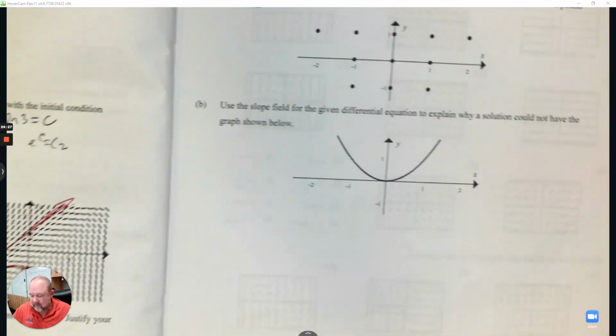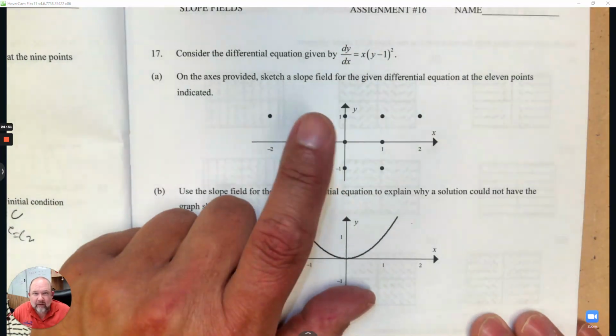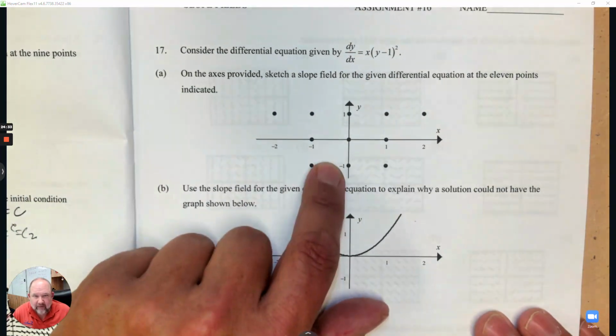All right, almost done. Here's your last one. So you have a diffy q. I want you to press pause and try. Can you draw this and then press play?